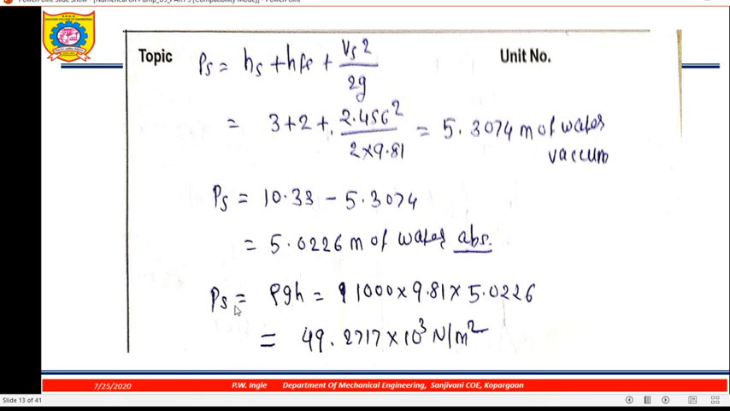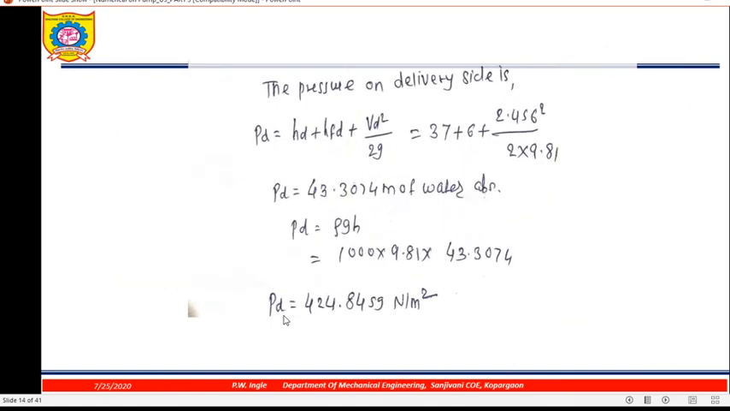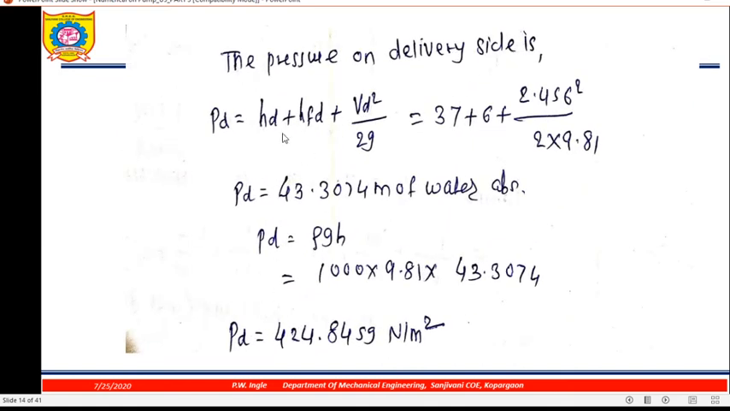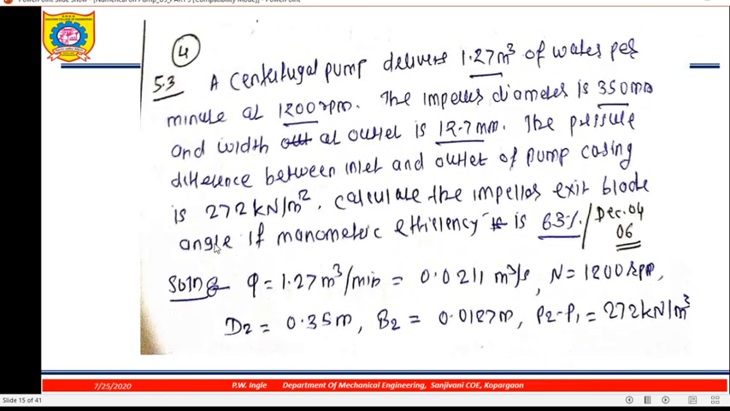Okay. Now Ps is nothing but rho g h if you want to convert it into Newton per meter square. So rho is 1000, g and height. It is in height, meter of water. Okay. So it is 5.0226. Then next, pressure on delivery side. So it is Hd plus Hfd plus Vd square by 2g. So you will get pressure on delivery side. So Pd is rho g h. Okay. So it is 424.8459 Newton per meter square. Okay.